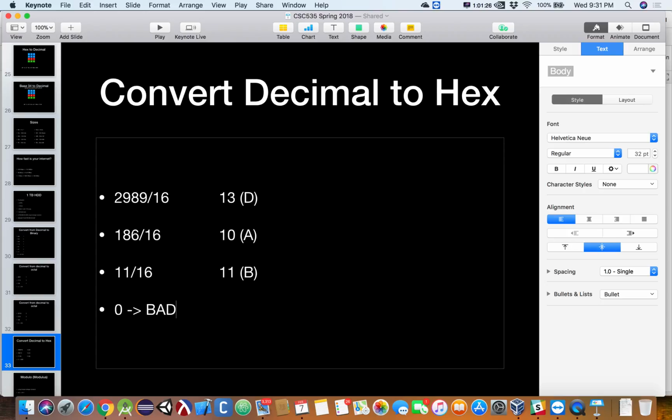Make sense? Remember that one from earlier? We know that BAD converts to 2989 in decimal. We've done that one already, right? So it goes back and forth. Yep. Now, could we convert from decimal to base 31? Same pattern, right? You just have to use more of the alphabet potentially.